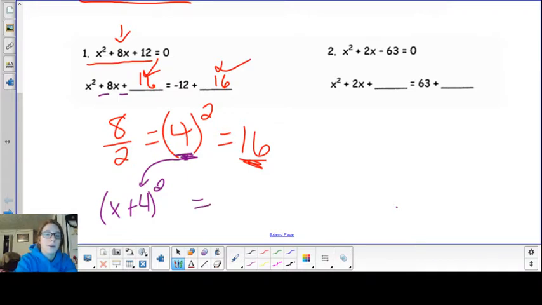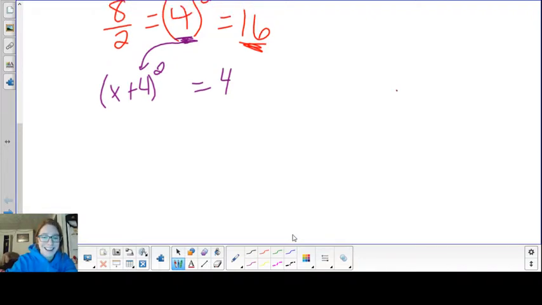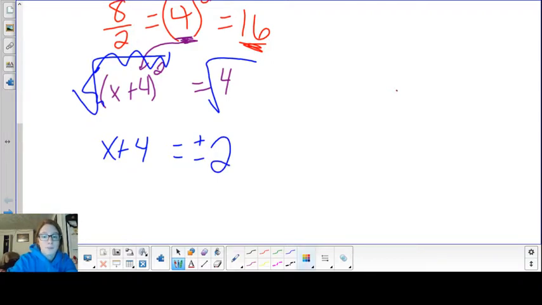Now we need to deal with the right side of my equal sign. So I have negative 12 plus 16, which will give me 4. Ooh, excuse me. Next, it tells me to take the square root of both sides. The square root with the square ends up canceling each other out. So the only thing left is x plus 4. And the square root of 4 could be positive 2 or negative 2. So we say it's plus or minus.